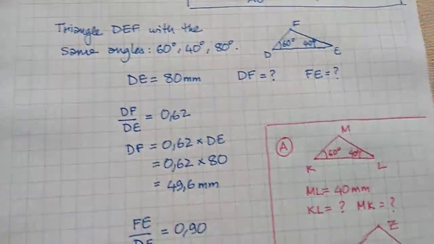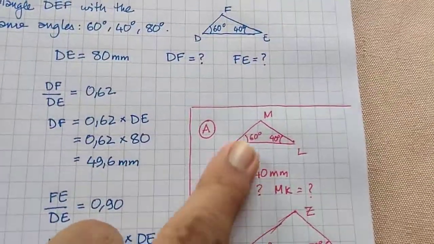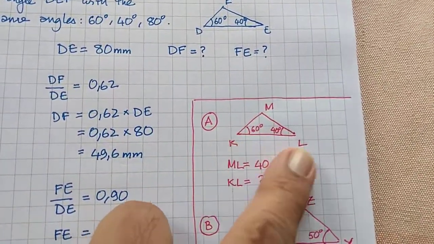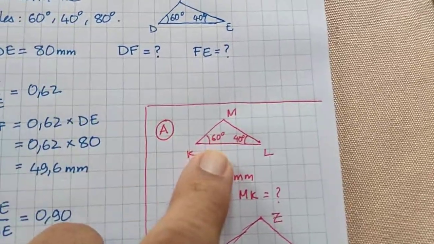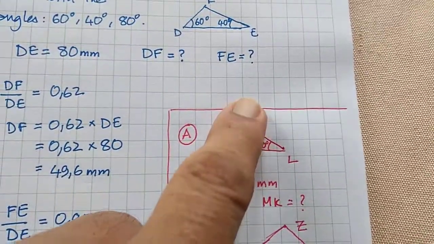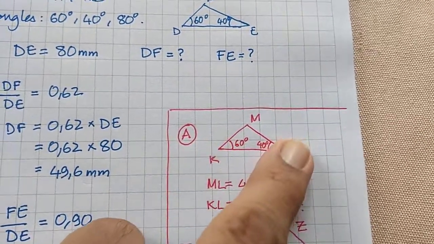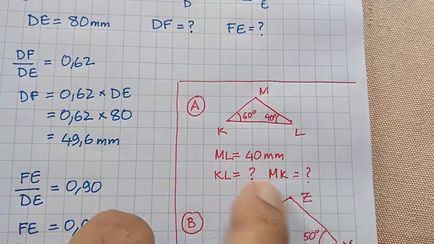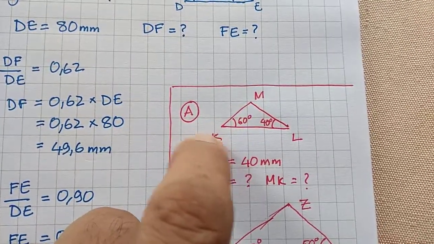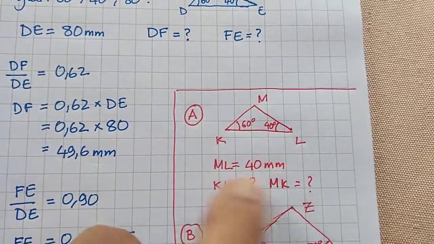So now I'll give you two homeworks. One is here you have KLM, one triangle, similar 60-40, 60-40. ML, this side I give you is equal to 40 millimeters. What is KL and KM? I've written MK here. So these two you calculate.